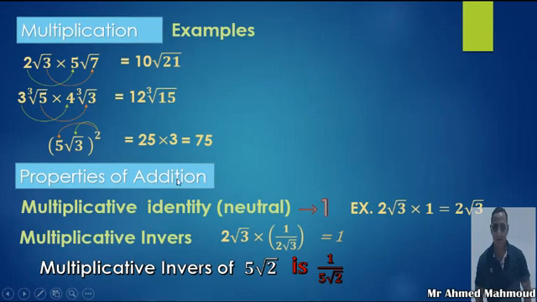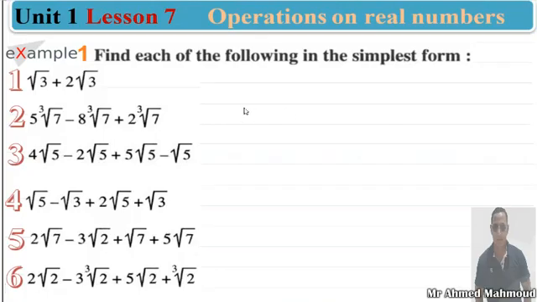Now we have learned how to multiply two real numbers like this: outside times outside and inside times inside, or whole number times whole number and root times root. And if we have power 2, we are going to distribute. The multiplicative neutral is 1. The multiplicative inverse, we change the number upside down. Now we are going to solve problems about the addition and multiplication of real numbers.